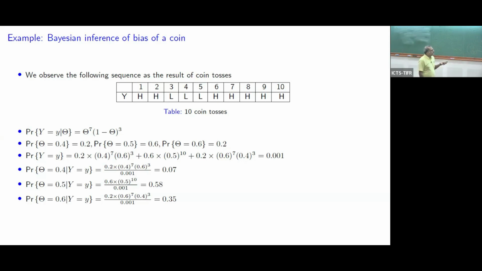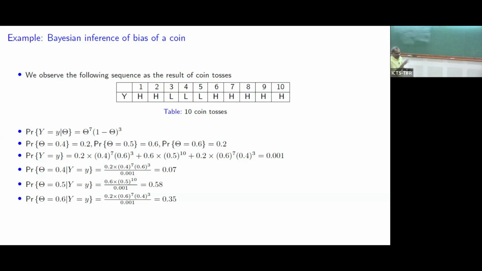Probability of theta equal to 0.5: again, you start with the prior probability of theta, which is 0.6, times the probability of y given that theta is 0.5. So you can again compute it, that is 0.58 in this case, and likewise you do it for the last probability also.